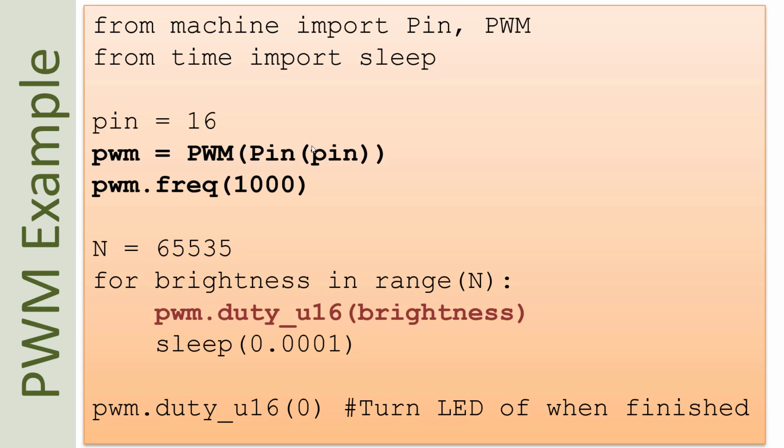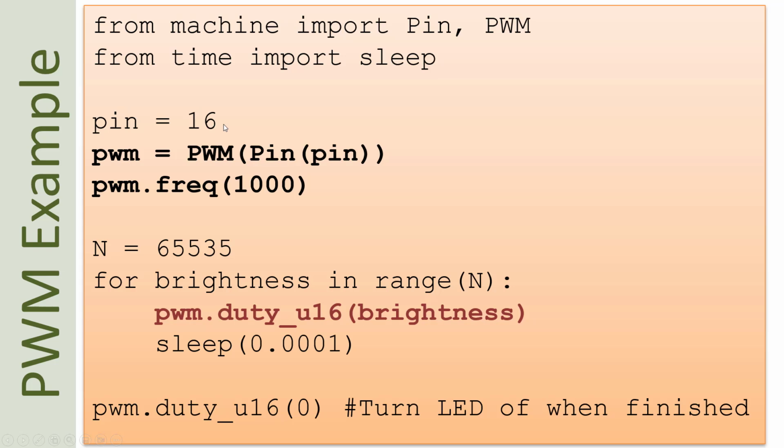So here you see a basic example. In order to use pulse width modulation we need to use the PWM class of the machine library. So basically from machine import Pin and PWM. Then we need to define the pin you are going to use. I'm using the same pin.